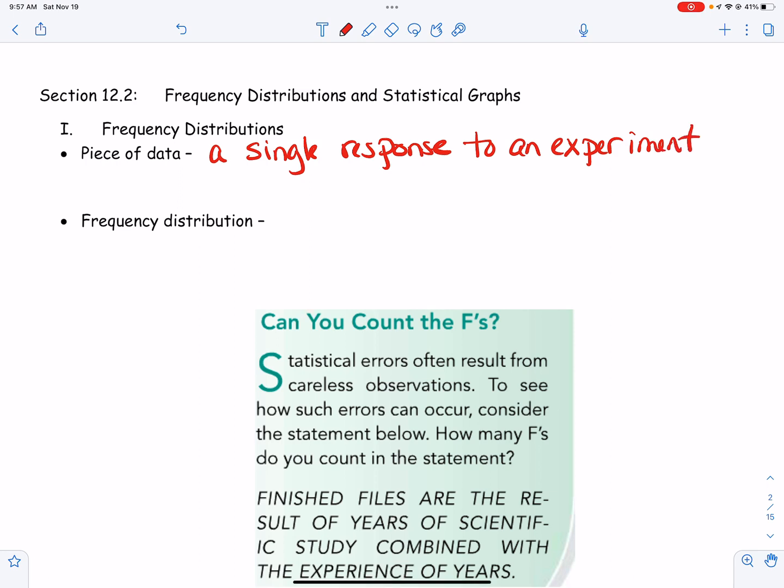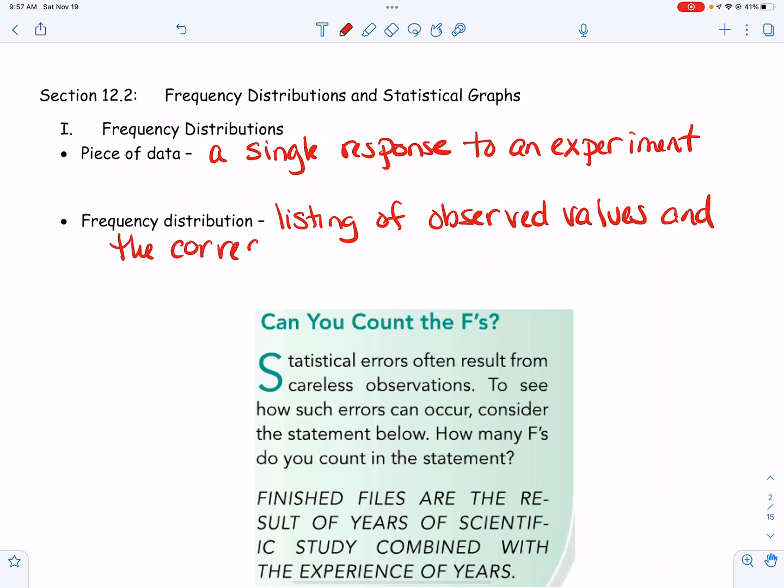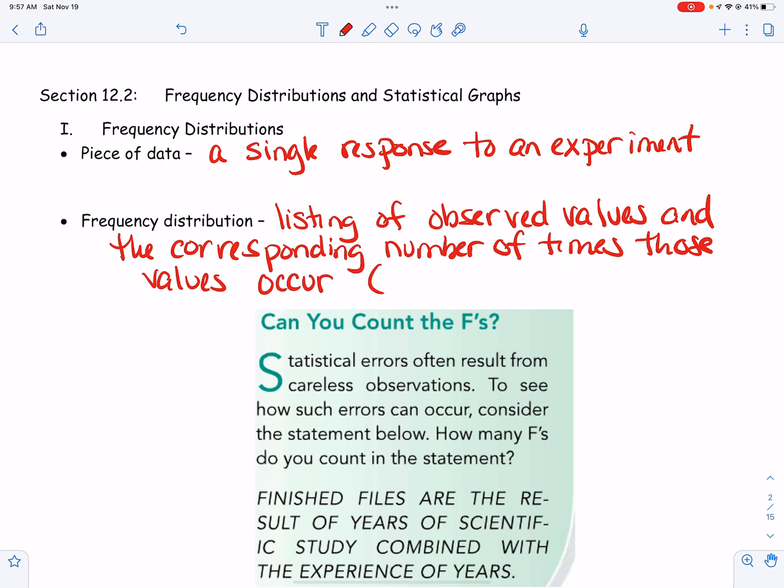And then we have frequency distributions. Well, those are going to be listings of observed values and corresponding frequencies or occurrences of each of those data points. So it's a listing of observed values and the corresponding number of times those values occur. Okay, and that's what we call the frequency.